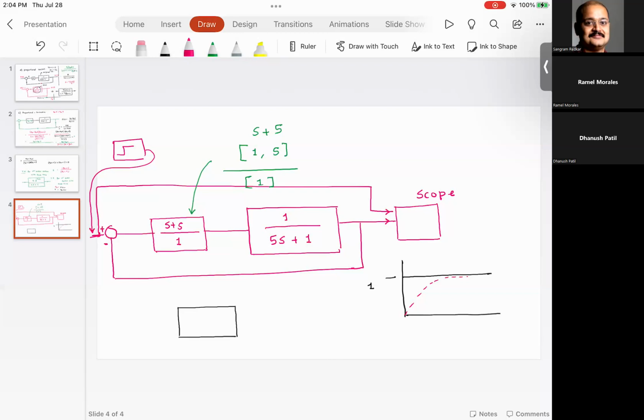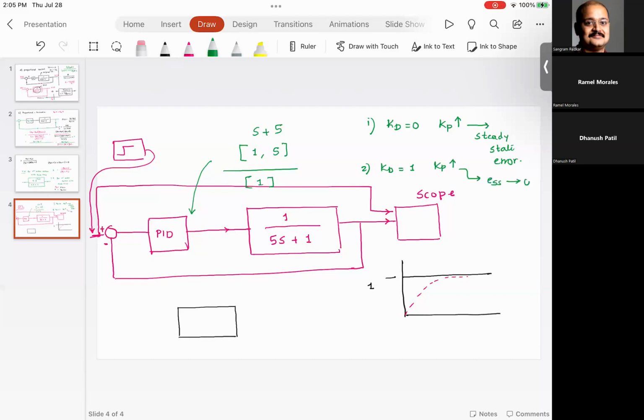I want you to play with your system and verify that if you add a PID block here, and observe this. If KD is equal to 0, no matter how much you increase KP, you land up with steady state error. Second, if you add KD equal to say 1, and increase KP to a high value, your steady state error, which I'm going to call ESS, can approach 0.